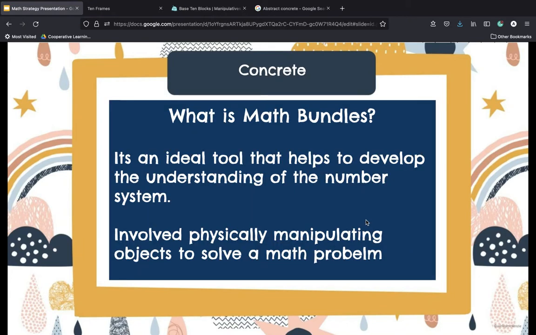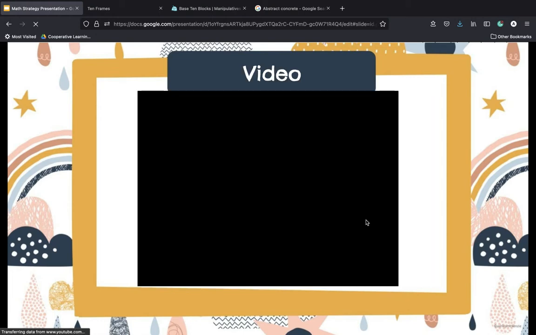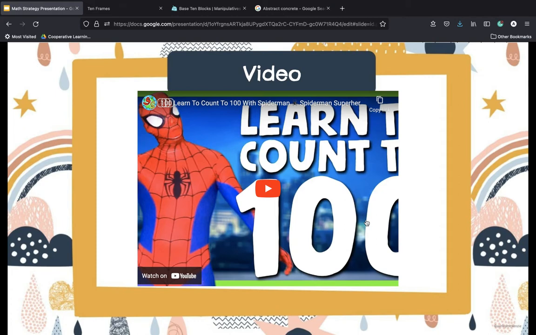All right, so for the concrete, we have: what is a math bundle? It is an ideal tool that helps to develop the understanding of the number system. This can be done by involving physical manipulatives such as objects to solve a math problem. So we decided to use this video. It counts 1 to 100 using Spider-Man and total physical recall, movement, getting students up, and it will help activate students' background knowledge.